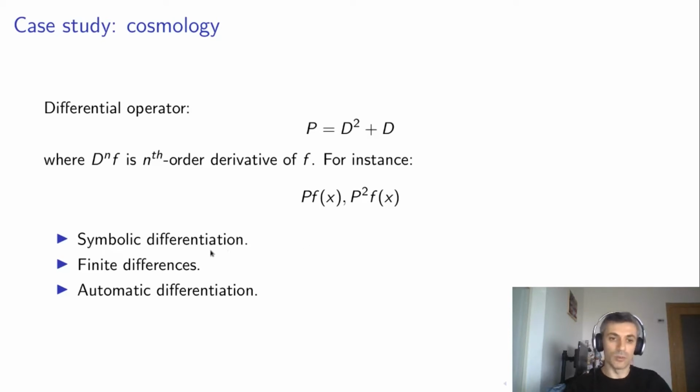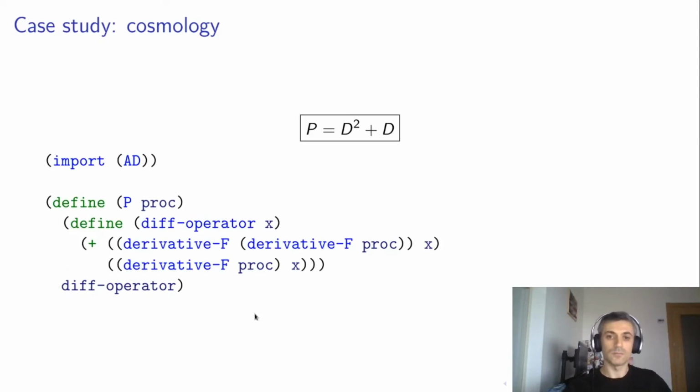Another option is to use finite differences, which however typically lead to large numerical errors, much larger than machine precision. Automatic differentiation would have been the most ideal solution, which provides a derivative at machine working precision, and it is much more efficient than symbolic differentiation. So if we did use Scheme, we could have implemented this differential operator just importing the AD library for automatic differentiation, which is an R6RS compliant library.